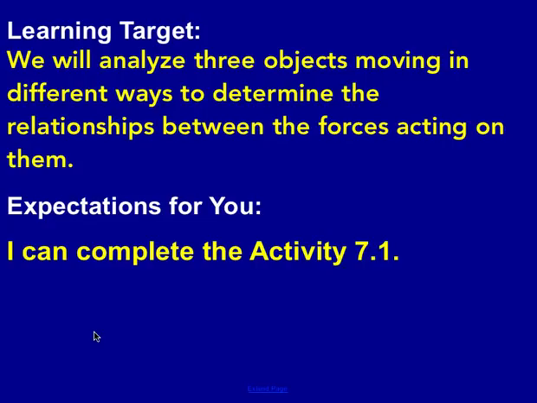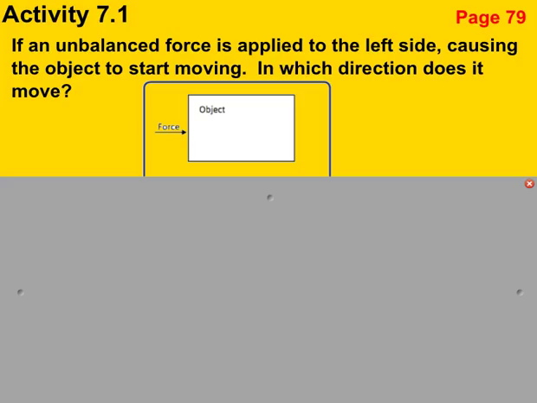Remember, part 1 was you filling out the table. Now we're actually going to open up our books, and we should all be on page 79, and we're going to complete the activity. Now, a little reviewing first. Let me ask you this. If an unbalanced force is applied to the left side, causing the object to start moving, in which direction does it move? So if this force right here is pushing on this object right here, in which direction do you think it's going to move?